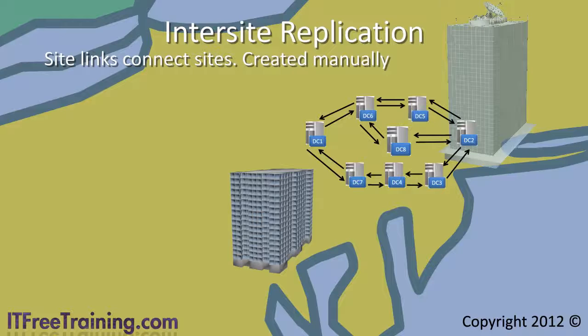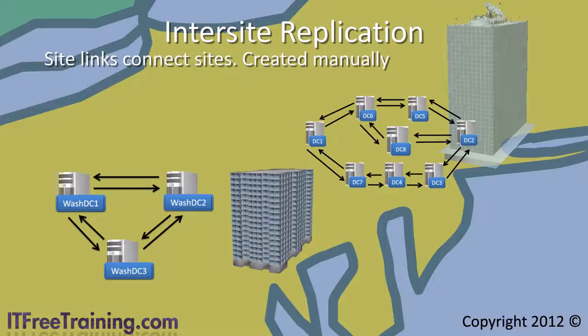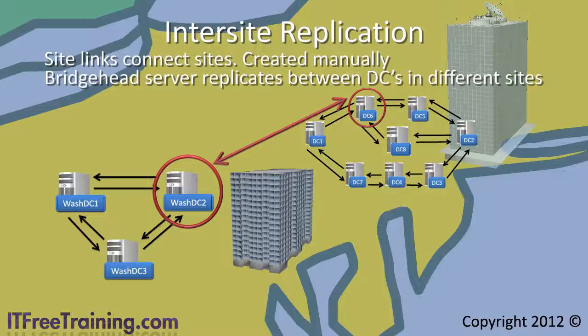In this example, New York has 7 domain controllers and Washington has 3 domain controllers. In order for replication to occur, Active Directory will automatically pick a domain controller in each site to act as what is called a bridgehead server. The bridgehead server in each site will replicate changes between the sites.